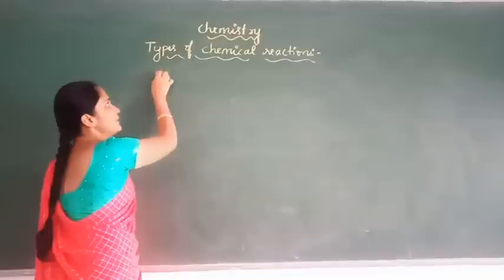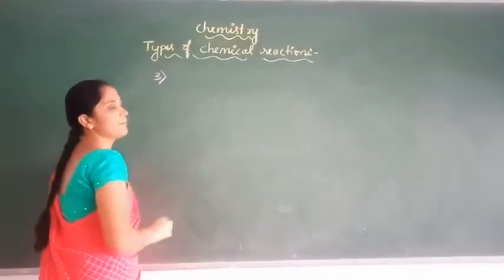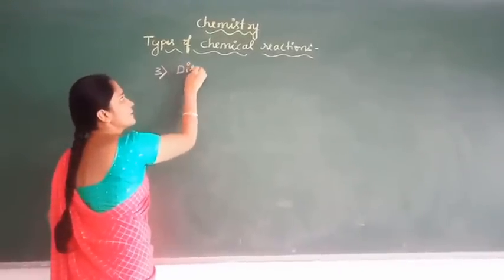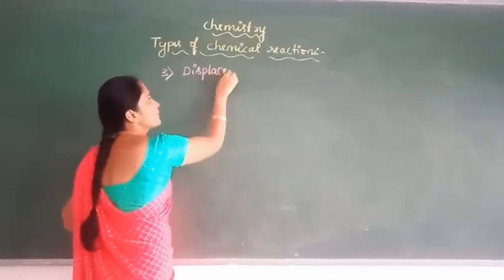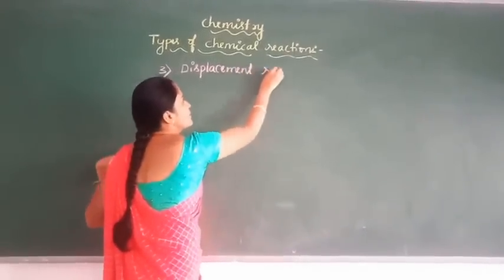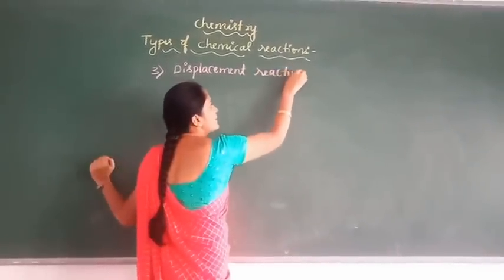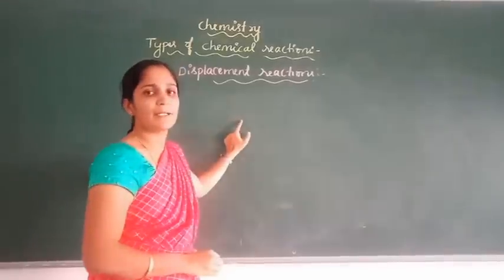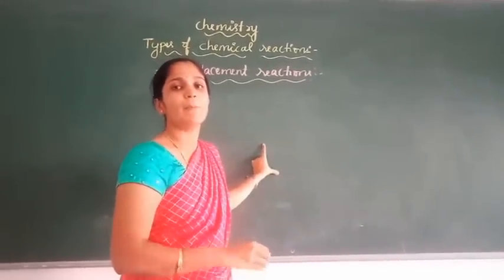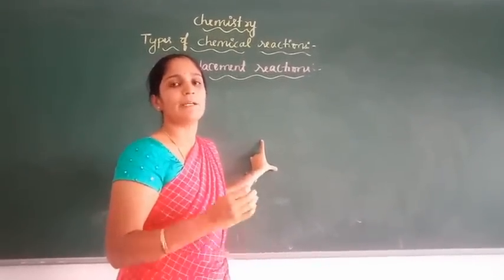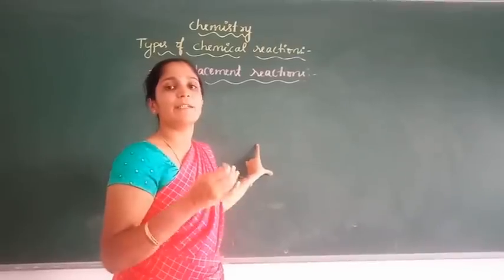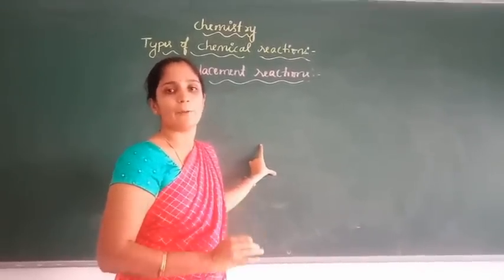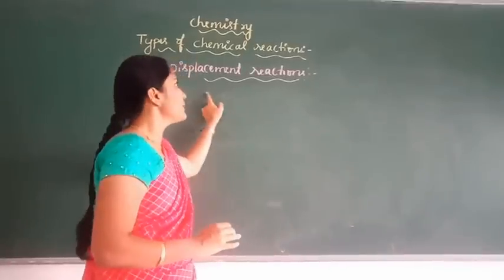Now, the third type of chemical reaction is displacement reaction. So, what is displacement reaction? It is a chemical reaction in which a more reactive metal can displace less reactive metal from a compound, known as displacement reaction.